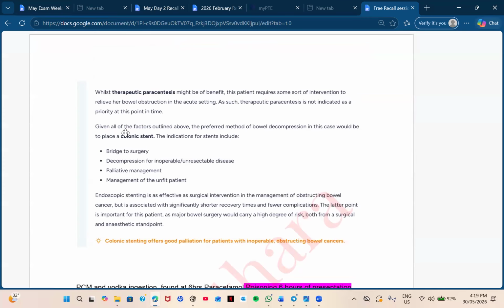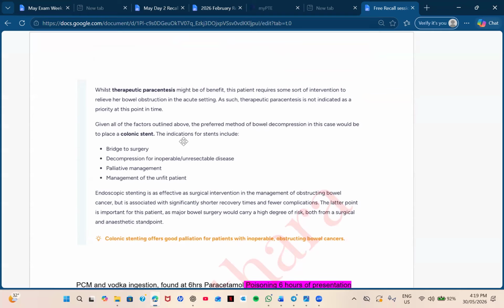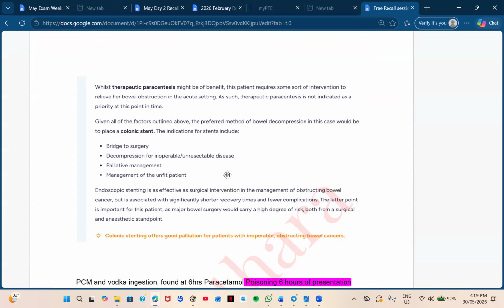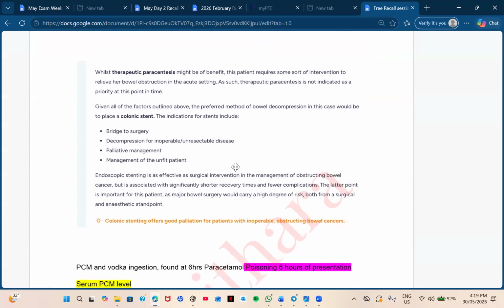Right here. So, given all factors outlined, the preferred method is what? The colonic stent. So, these are the indications: bridge to surgery, decompression for inoperable or unresectable disease, palliative management, and management of unfit patients. Very important.